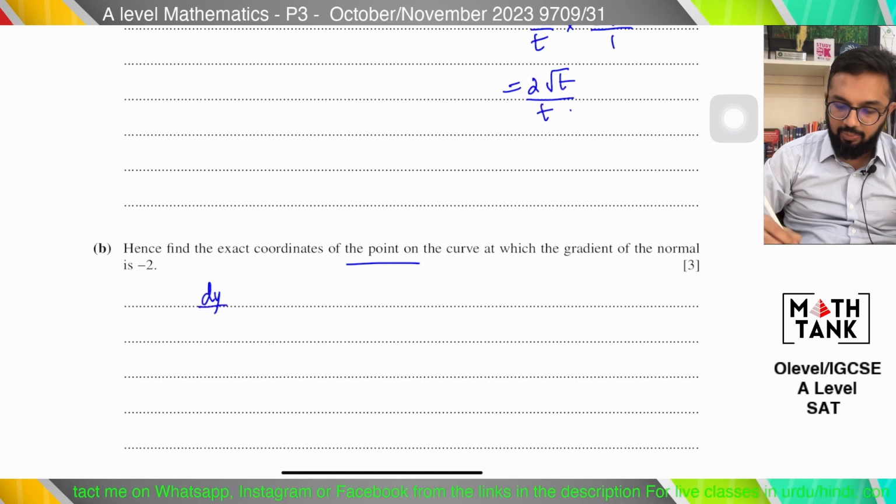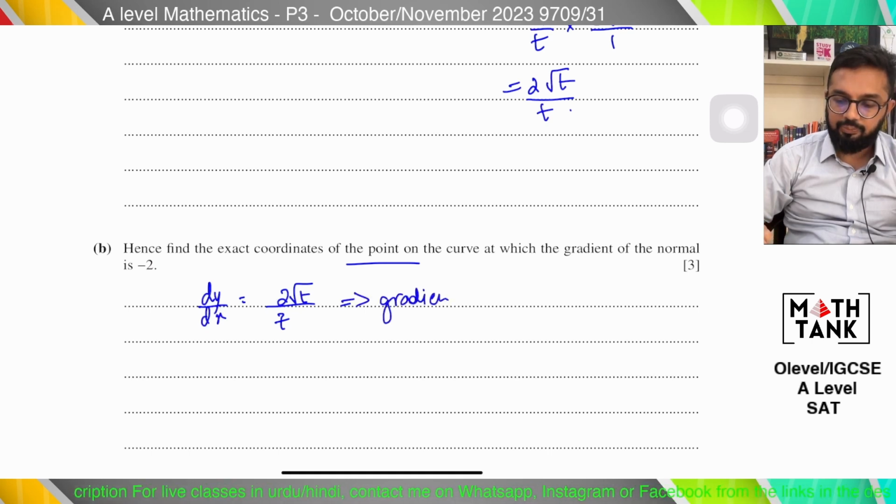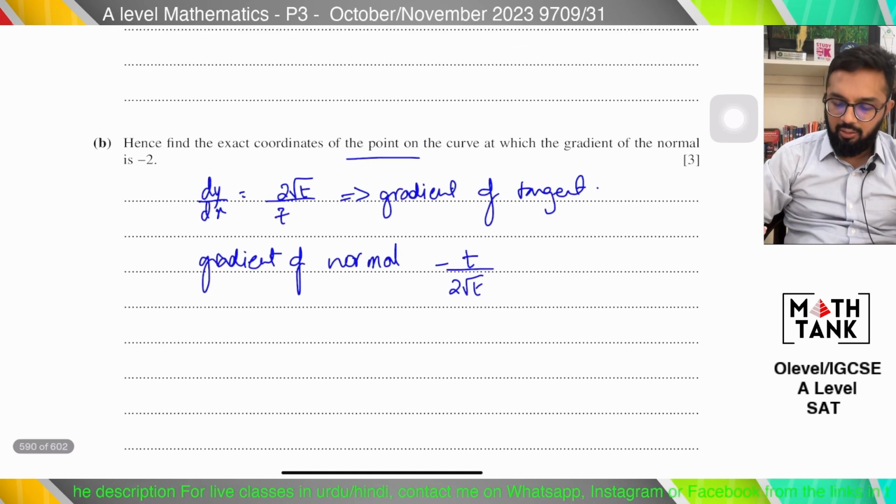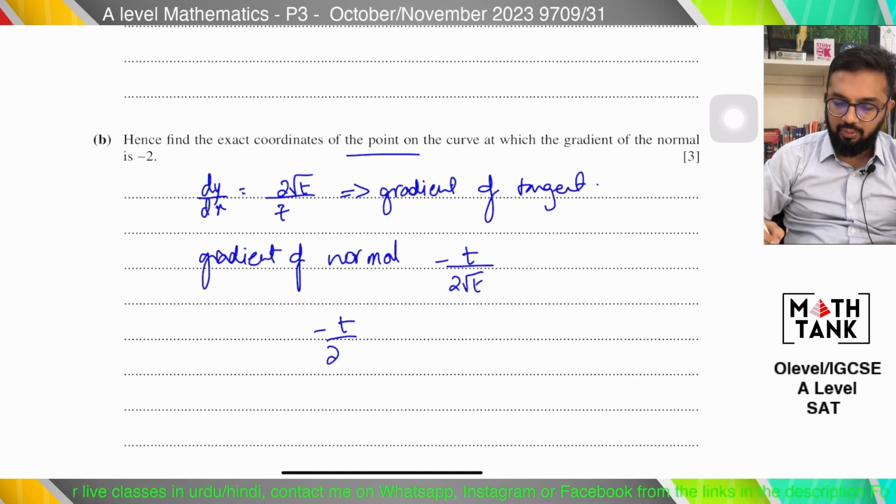So dy by dx is the gradient of the tangent, and the gradient of the normal will be minus t over 2 root t. So minus t over 2 root t equals -2.